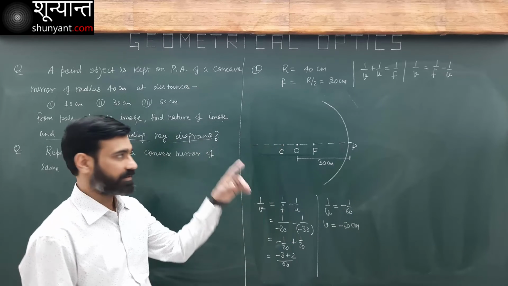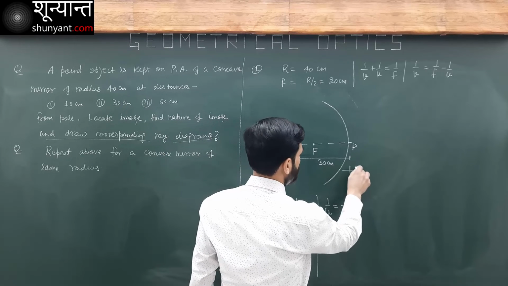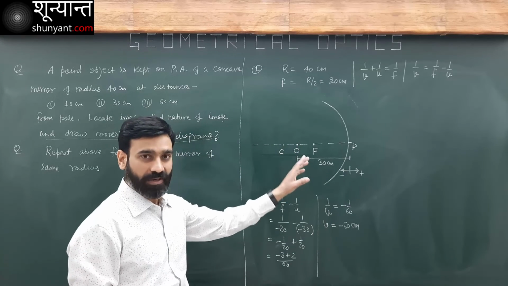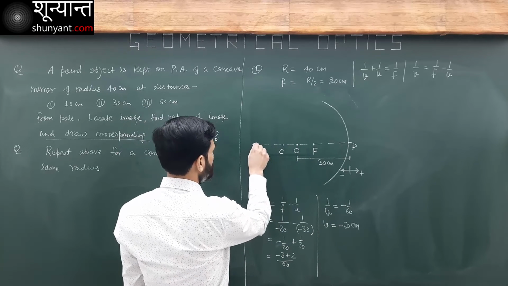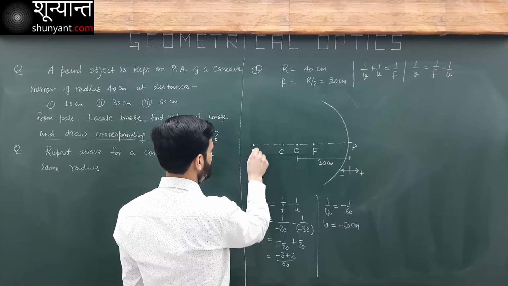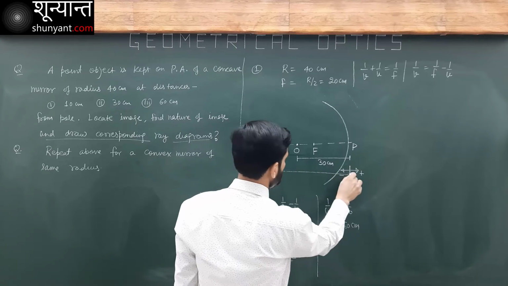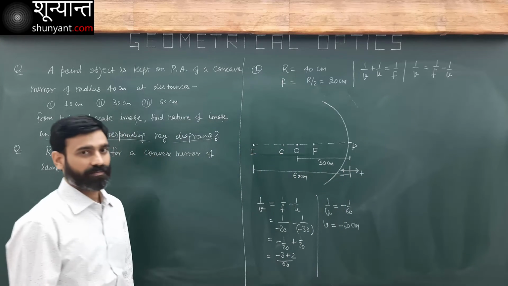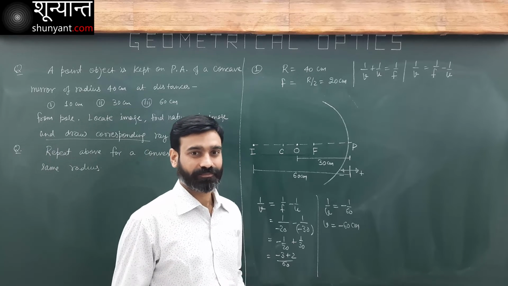I'm getting a minus. What is the meaning of minus here? Distances to the right of pole are positive, to the left of pole negative. Negative means it is to the left of pole. So my image is somewhere here. This is my image. This distance is going to be 60 centimeter. What kind of image? Real or virtual?